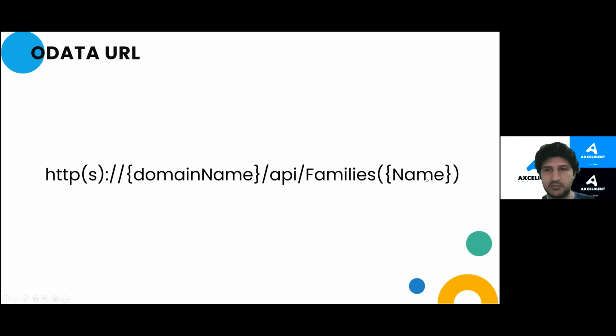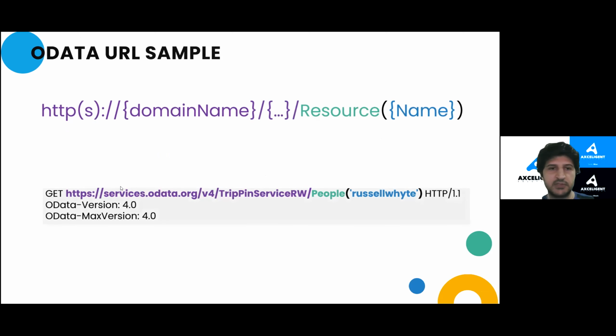For example, it can be a name. I'll give you an example here. I have the URL, whatever that is a part of, then you have the resource, for example, families. Then you pass some input. So here we have people as a resource, and after that we have some input that is a text.